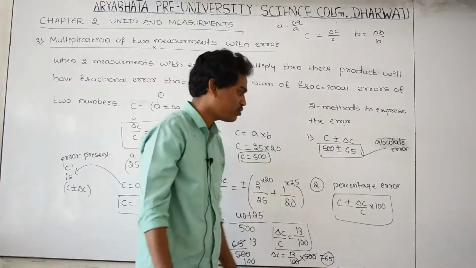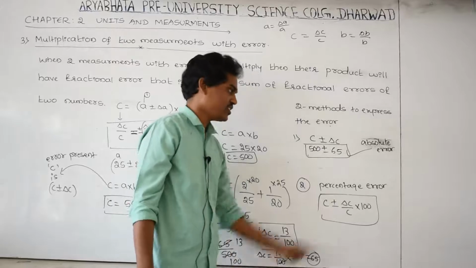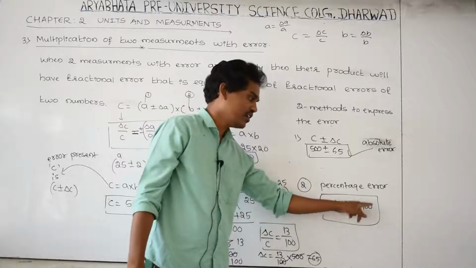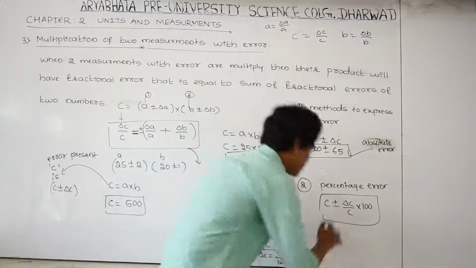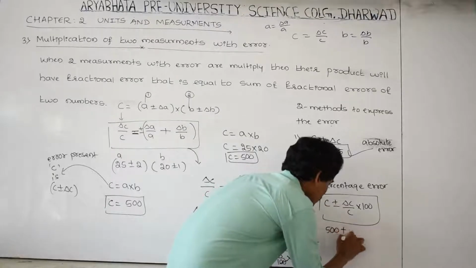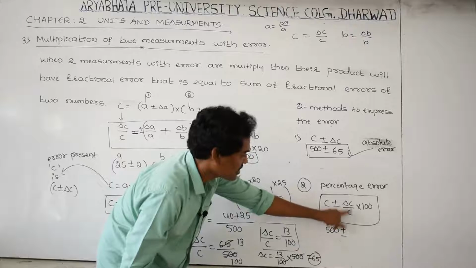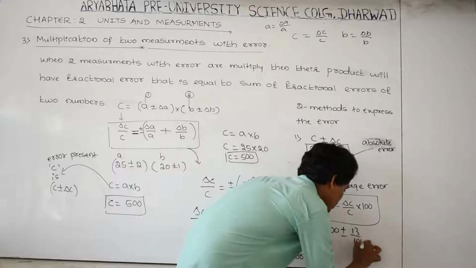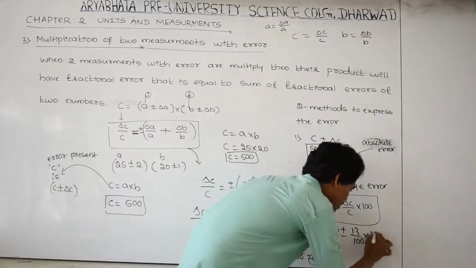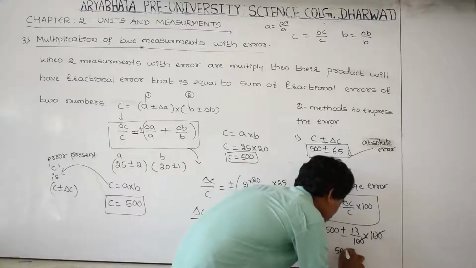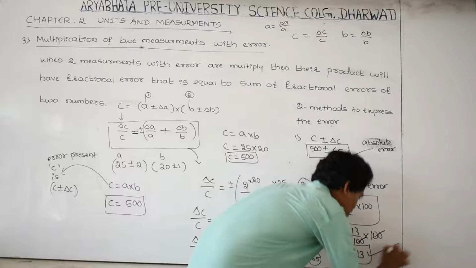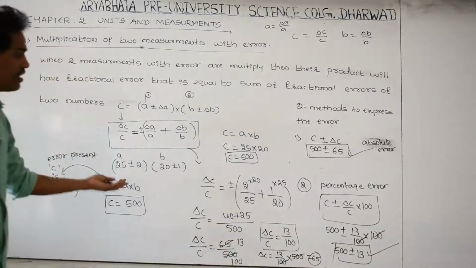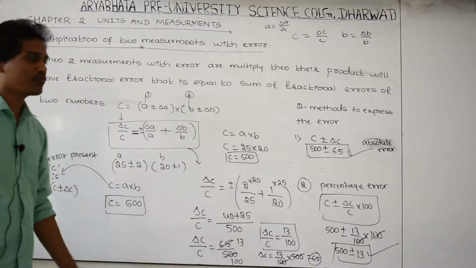Another method is to represent it in terms of percentage error. How to express the percentage error? C plus or minus delta C by C into 100. 100 means you are converting to percentage error. C value is 500. Delta C by C is 13 by 100, into this 100. The 100 gets cancelled. 500 plus or minus 13. This is the first way of expression, and this is the second way of expression. I am discussing one more example, then you will come to know that.